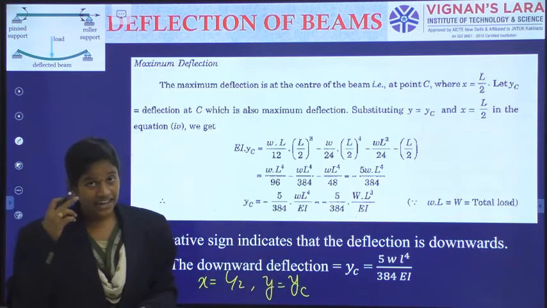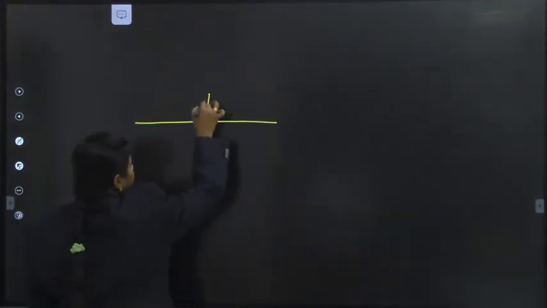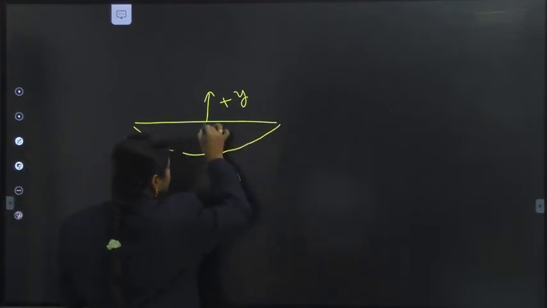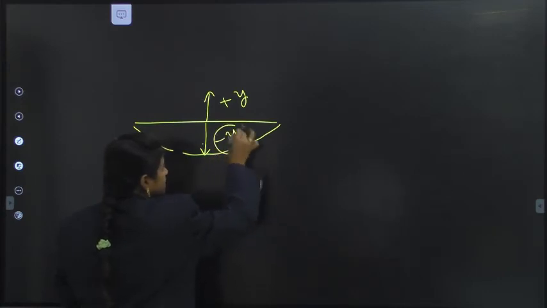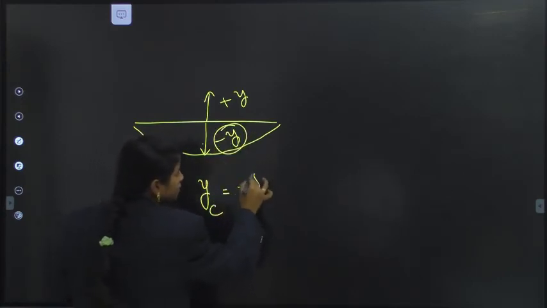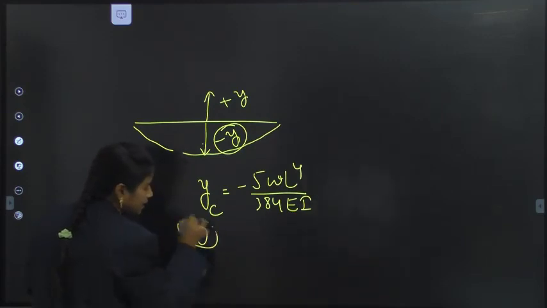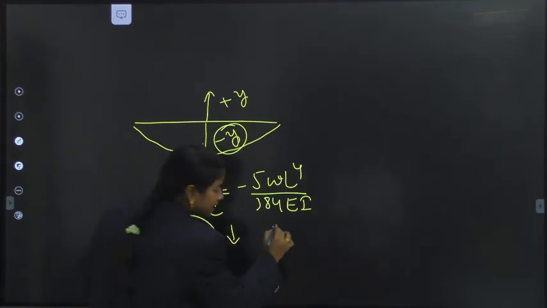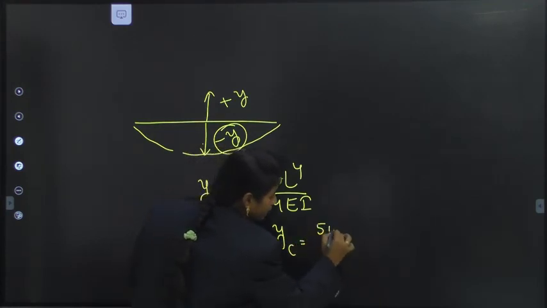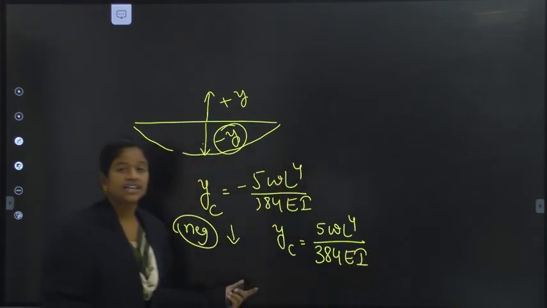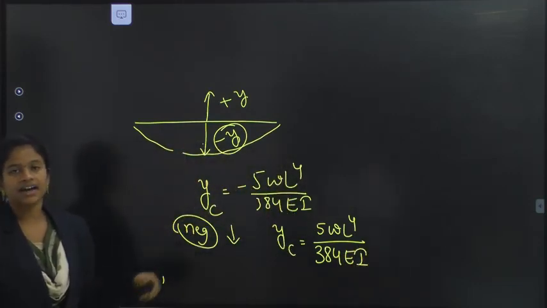Again, the same thing as we mentioned: when I am measuring towards positive y, the corresponding answer will be positive y. But here the deflection is occurring in the negative y direction. That's why I have got yc is equal to minus 5 w L power 4 by 384 EI. That negative indicates the downward direction. Simply I can indicate yc is equal to 5 w L power 4 by 384 EI, which is the maximum deflection occurring at the center in the downward direction.